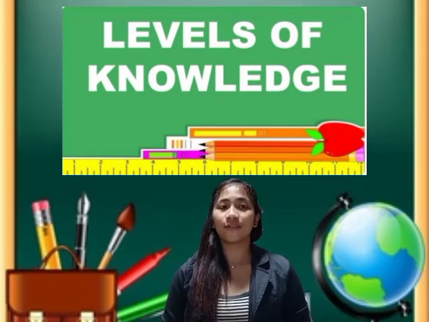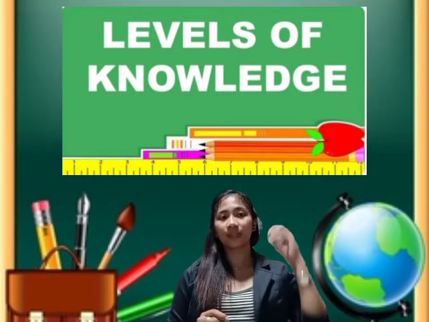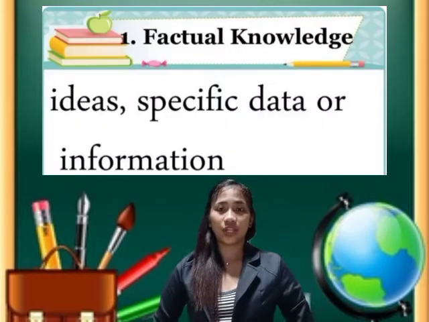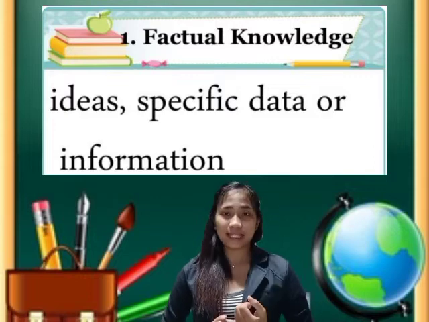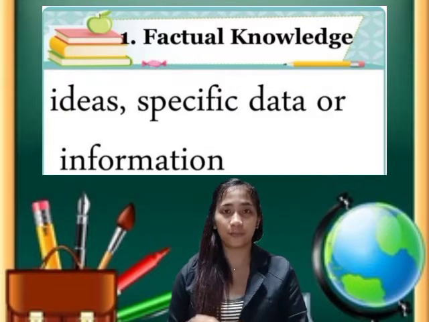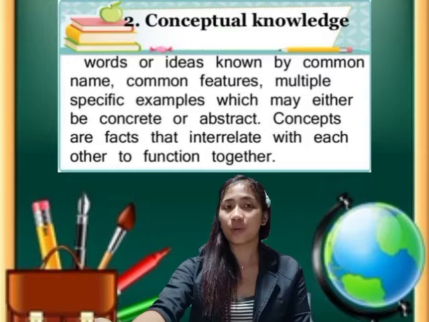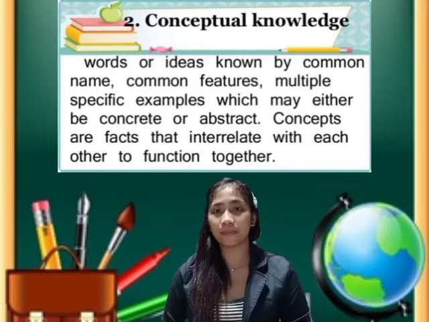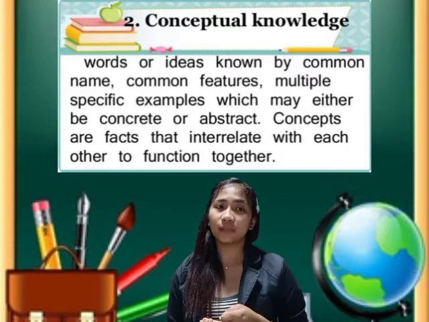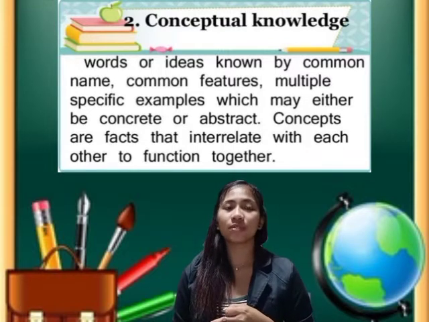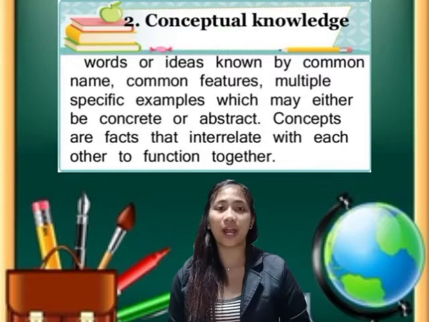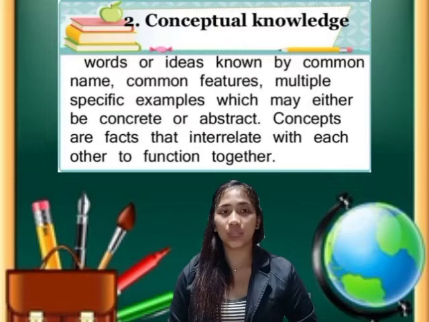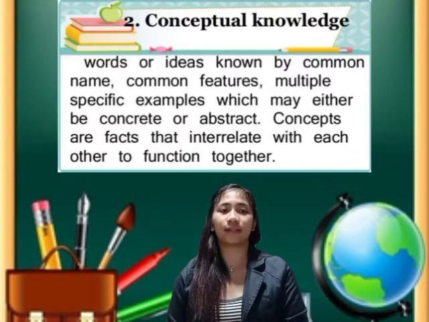What are the different levels of knowledge? First is the factual knowledge. When we say factual knowledge, these are the ideas, specific data, or information. While conceptual knowledge are the words or ideas known by common name, common features, multiple specific examples, which may either be concrete or abstract. Concepts are facts that interrelate with each other to function together.